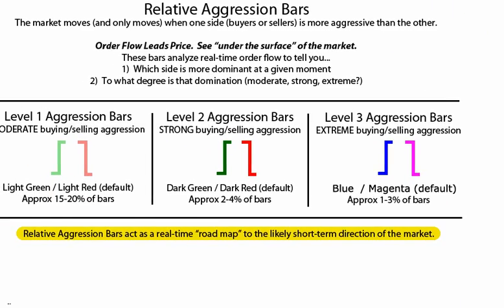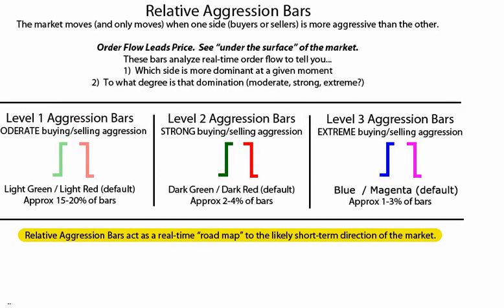Just as a little bit of a refresher, if you're not too familiar with relative aggression bars, there are some videos on our site that you can check out. Relative aggression bars look inside the price bar, at the order flow, the real-time market data, to see which side, buyers or sellers, is more aggressive at a given moment, because it's actually aggression that moves the market. If neither side is more aggressive, a market's just going to sit there. Whereas if a market is collectively more aggressive on the buy or sell side, it's going to move up or down respectively.